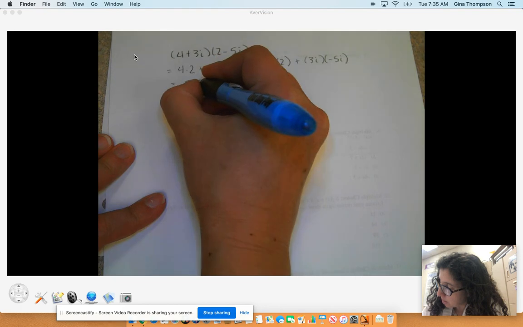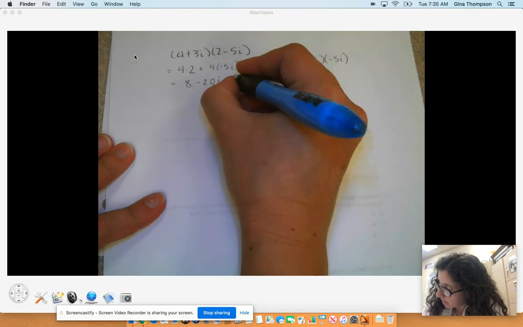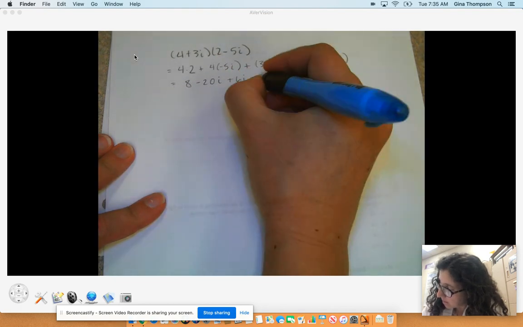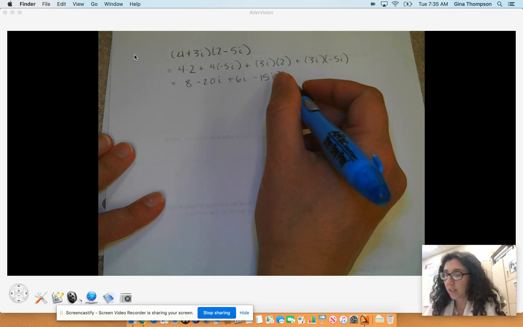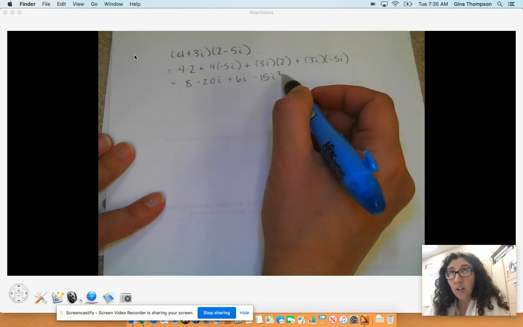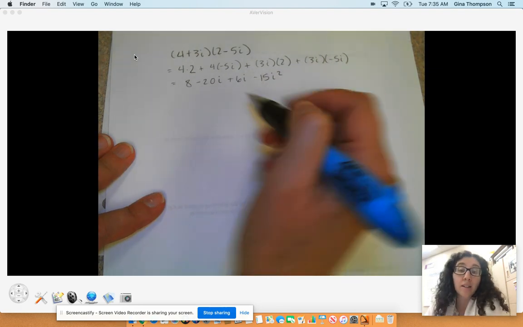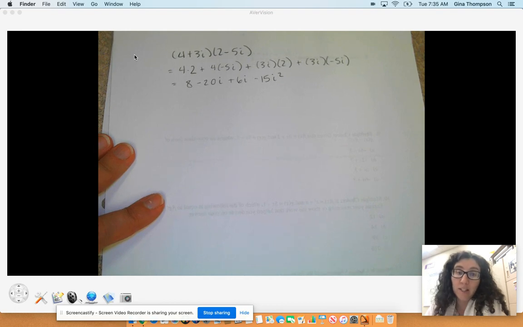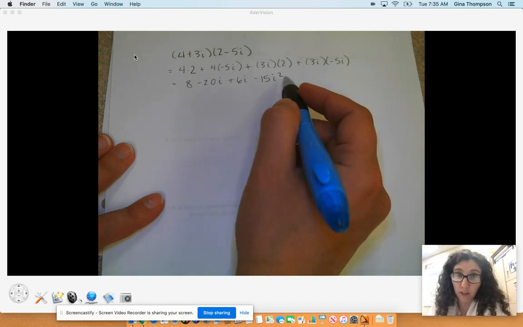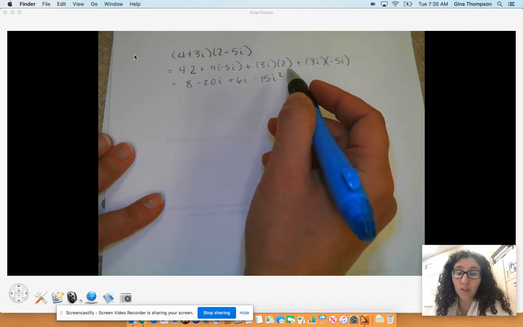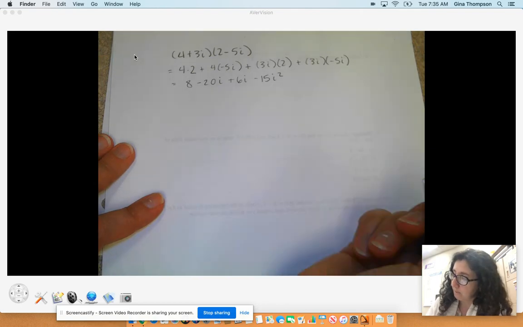We get 8 minus 20i plus 6i minus 15i squared. You're going to be tempted to skip this step and just in your head say i squared is -1 and change the sign. And you probably can do that, but sometimes you're going to make mistakes. So I would recommend just always writing this step out and writing i squared and not skipping it in your head unless you're really, really good about doing things in your head. And even then you might make mistakes.